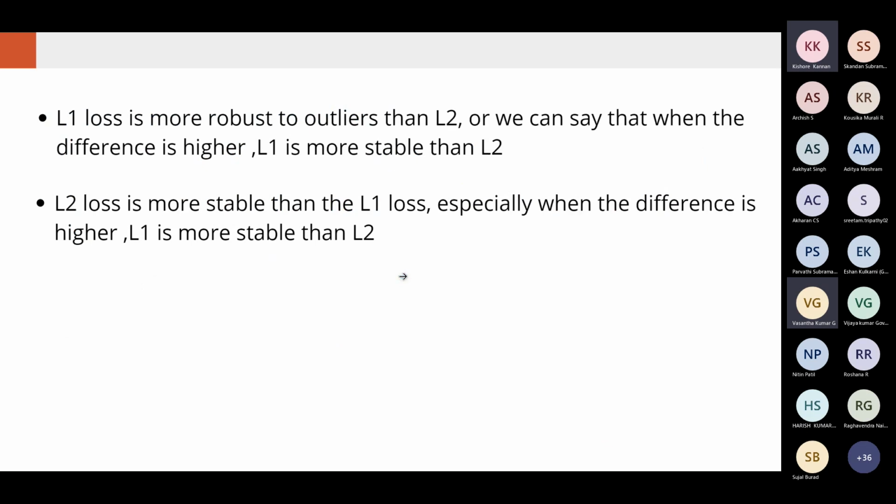And how do you use L2 loss in that case? We can first remove outliers from the data set, or we can go for L1 loss. But in case of L1 loss, we need to use some complex algorithms. So this is about cost functions for regression problems.